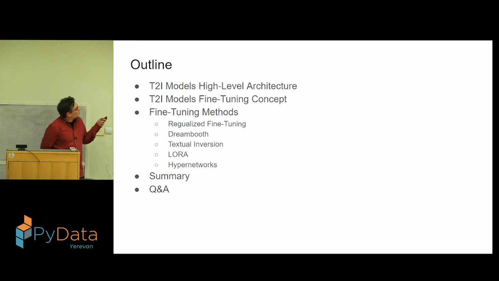We'll start from a discussion about the text-to-image model's high-level architecture. After it, we will talk about the model fine-tuning concept in general. After it, I will present 5 different methods for fine-tuning. We will summarize them in a summary, and then we will perform the Q&A.